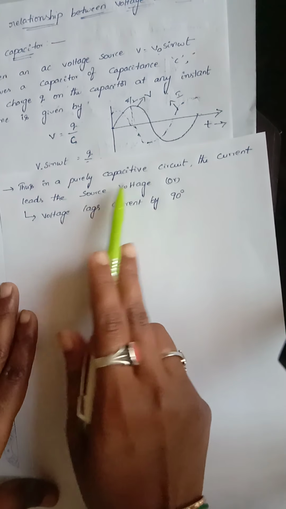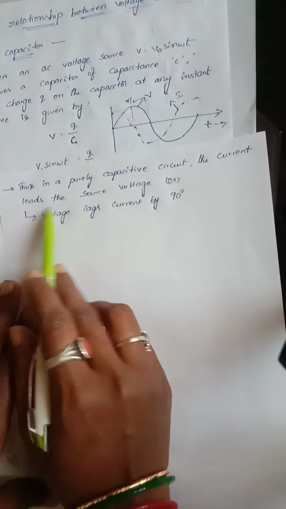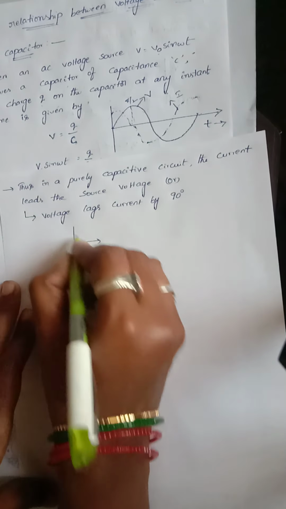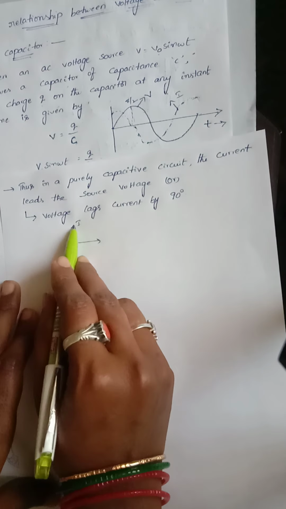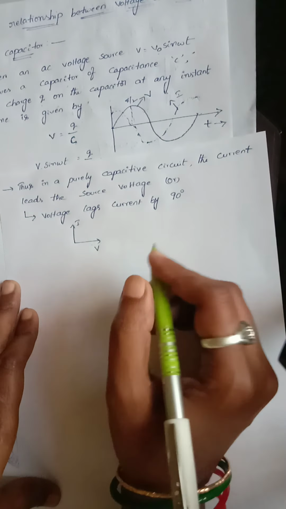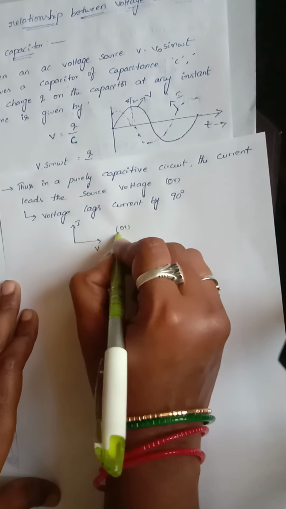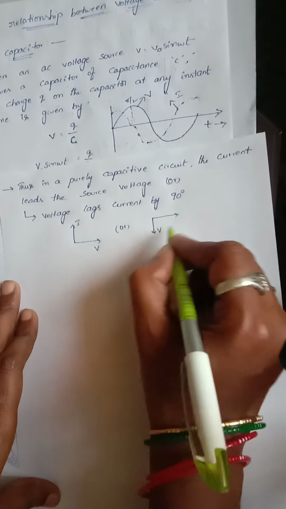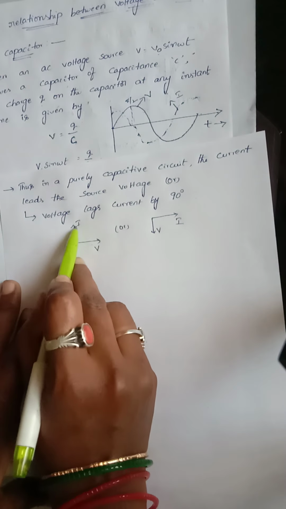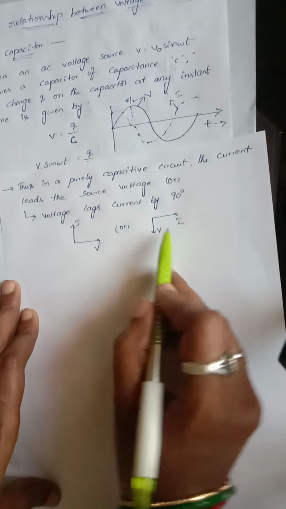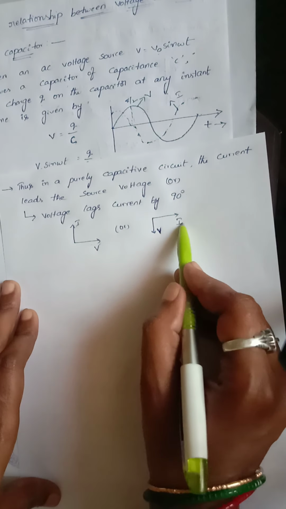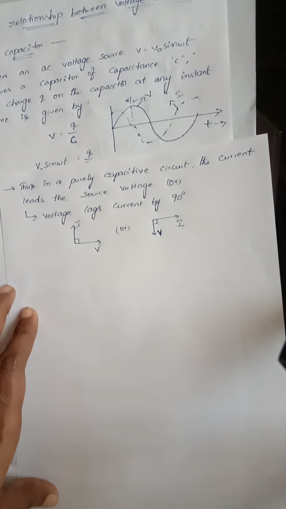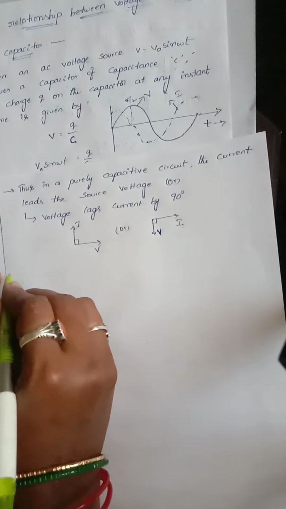In a pure capacitive circuit, the current leads the source voltage, or the voltage lags the current, by 90 degrees.